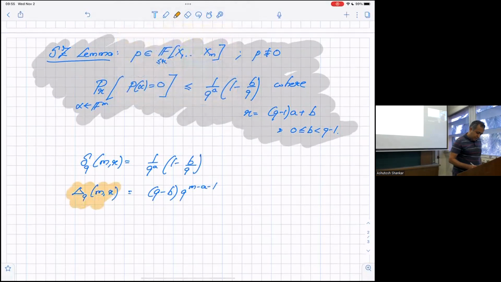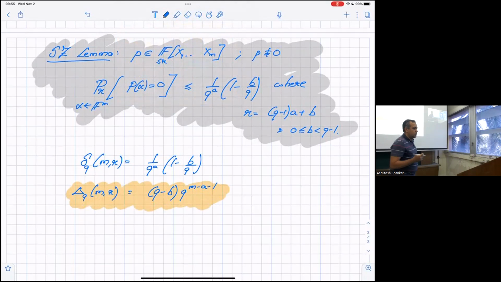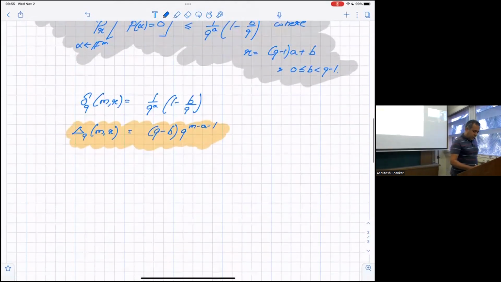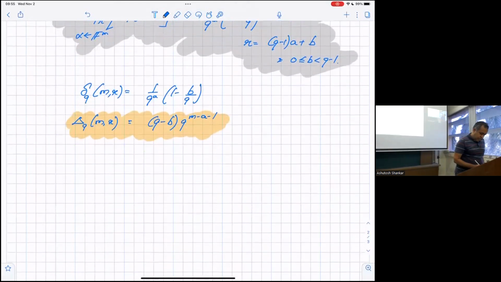Notice this. What is the distance? The algorithm which you want to design is one that works if the number of errors is less than half this quantity. You want to be able to decode it. So that is the unique decoding question.